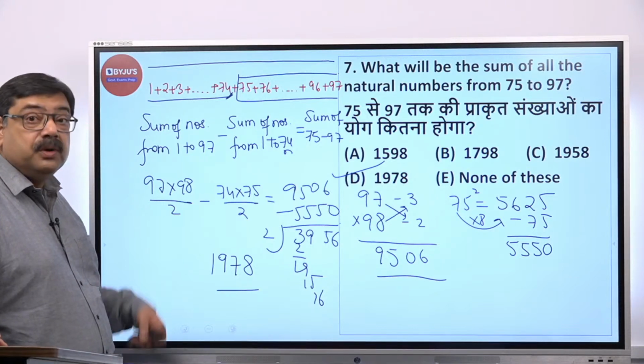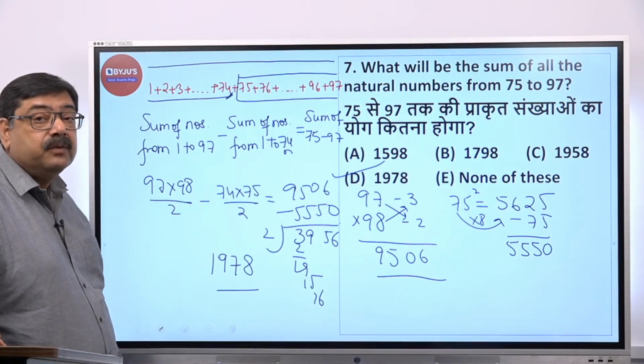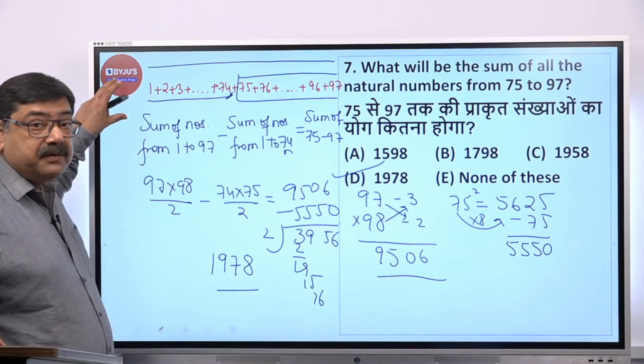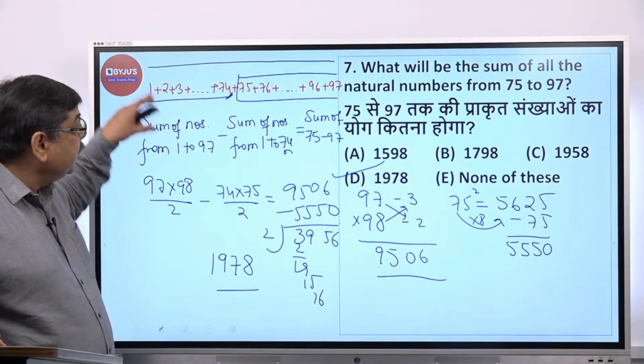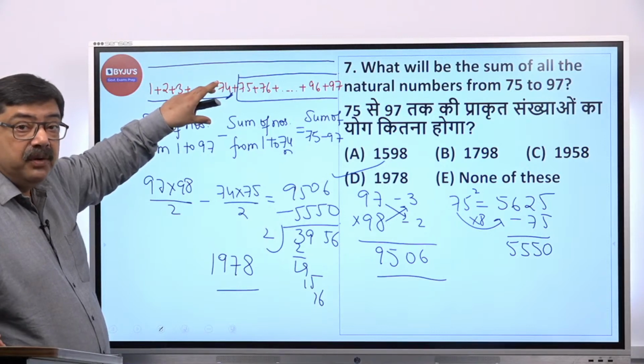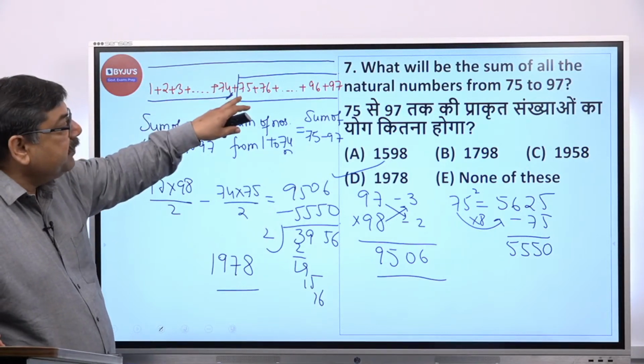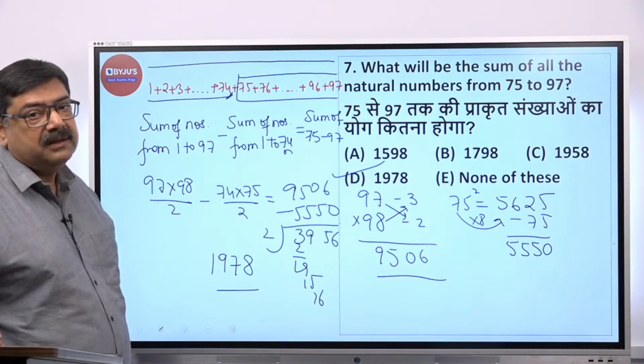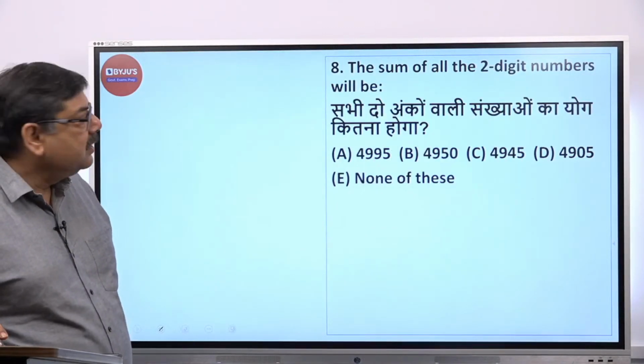All right. So you should be able to find out solutions to such kind of questions. How did we do that? First we found out the sum till 97, then reduced the sum from 1 to 74. All right. So remaining would be the sum from 75 to 97. That is very simple. All right.